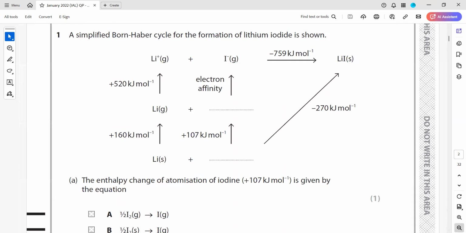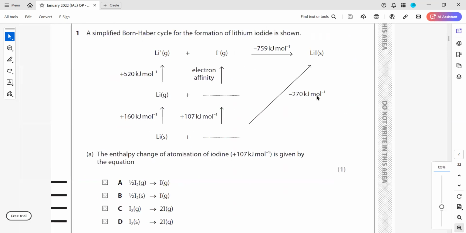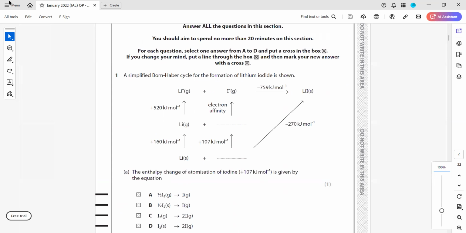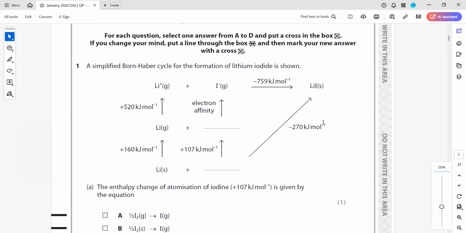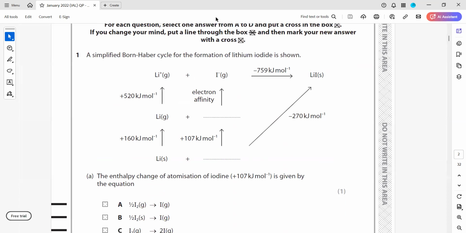Okay, this question. This is January 2022. A simplified Born-Haber cycle for the formation of lithium iodide is shown. Usually in a Born-Haber cycle, where the two arrows are pointing out, that is the start of the cycle, where two arrows are pointing in, that is the end of the cycle. So if we follow route 1 or route 2, the overall energy change is independent of the route or the path we follow.